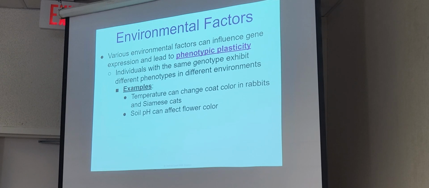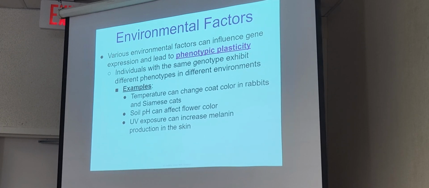Soil can affect flower color. UV exposure increases melanin production in the skin.